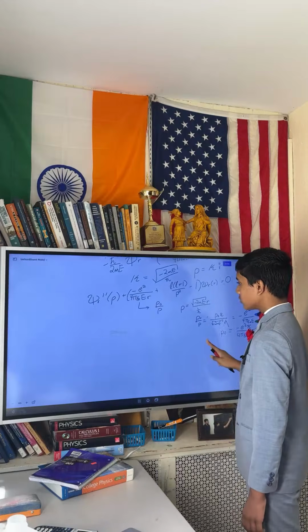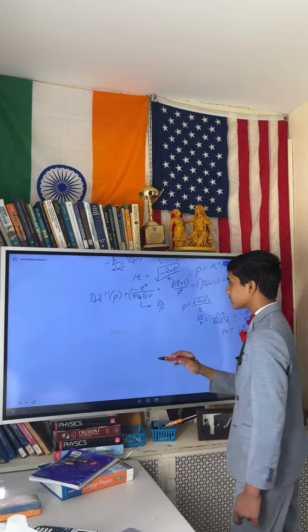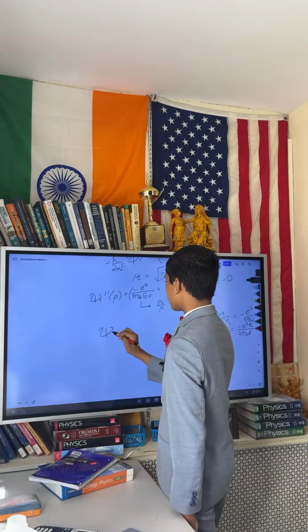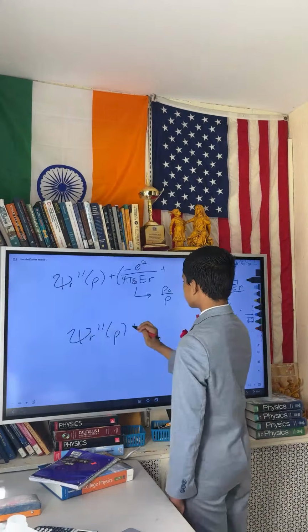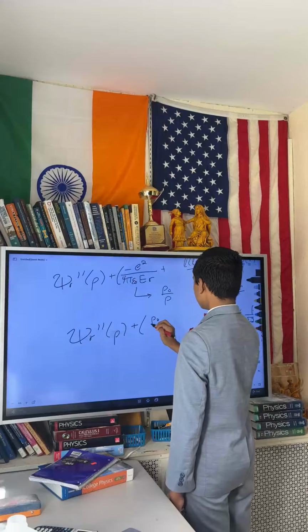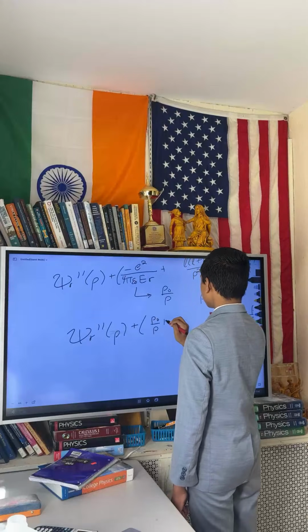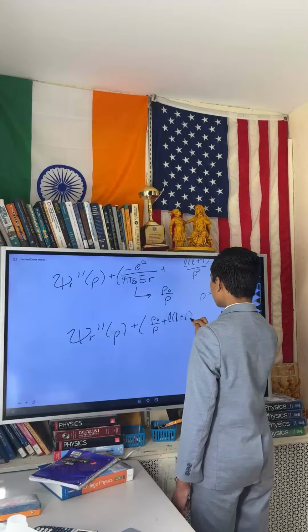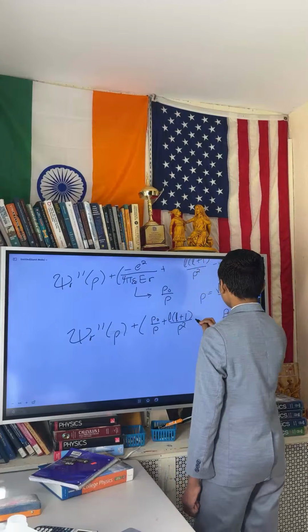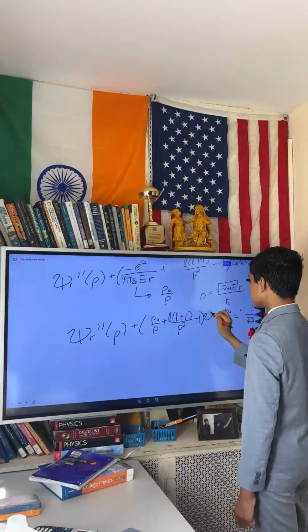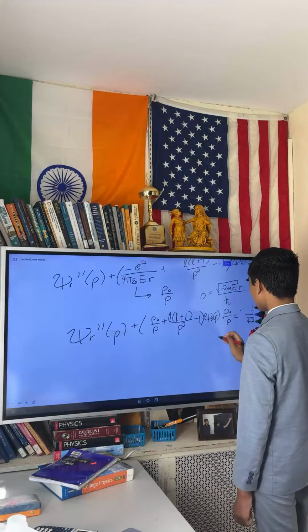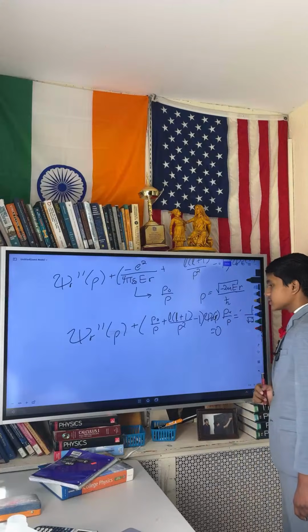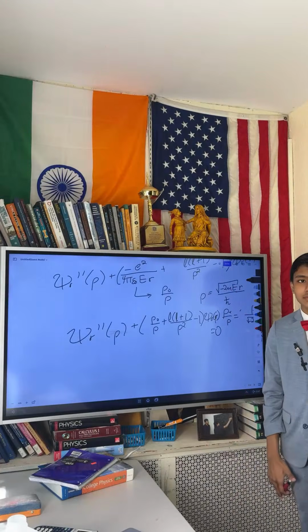So now, what else happens? Well, we get psi r double prime of rho plus, this is now rho naught over rho. This is L times L plus 1 over rho squared. Minus 1 is equal to psi r of r. Sorry, it's not rho yet. And so that is all equal to 0.